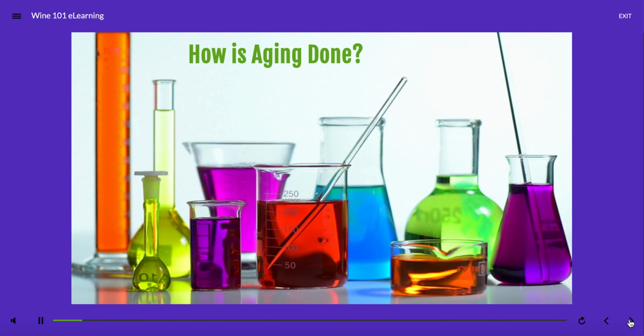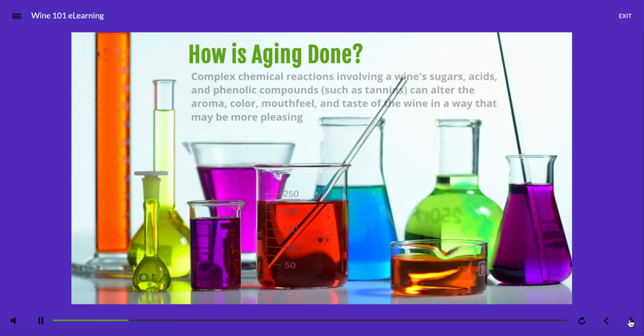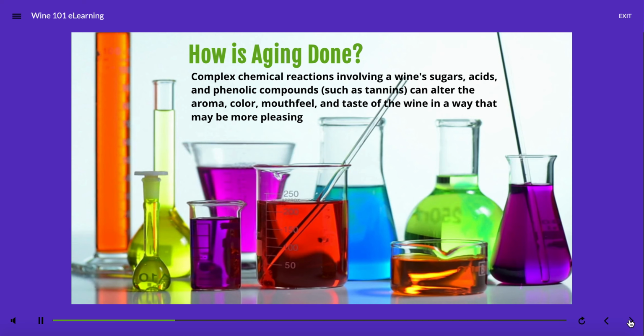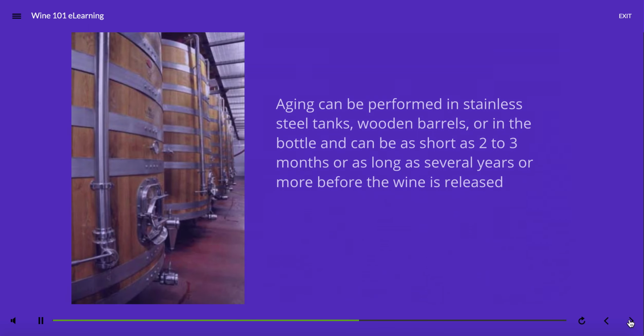How is aging done? During this process, complex chemical reactions involving a wine's sugars, acids, and phenolic compounds, such as tannins, can alter the aroma, color, mouthfeel, and taste of the wine in a way that may be more pleasing. Aging can be performed in stainless steel tanks, wooden barrels, or in the bottle, and can be as short as 2 to 3 months, or as long as several years or more before the wine is released.